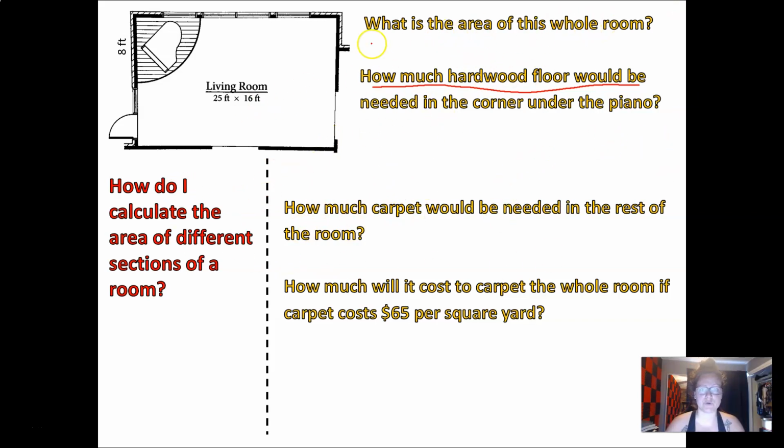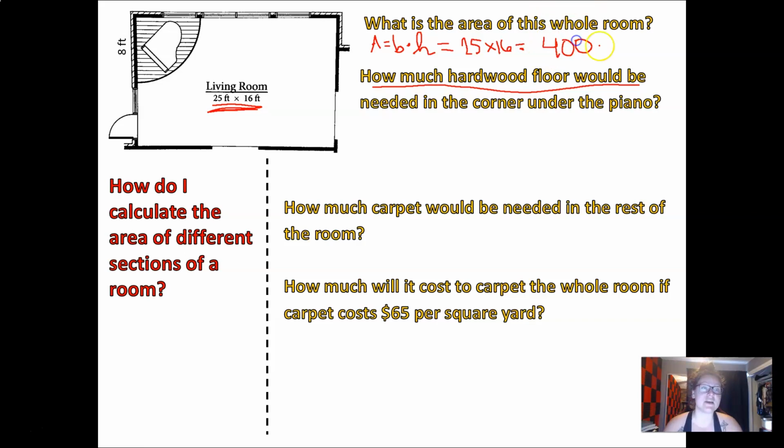All right. So area of the whole room. This whole room is a rectangle. And then the dimensions of it are right here. It's given to us in the floor plan. So it is a 25 foot by 16 foot rectangle. So, get my little calculator out. So it's the area of a rectangle. So area is base times height. So we take the 25 times the 16 and it equals 400.